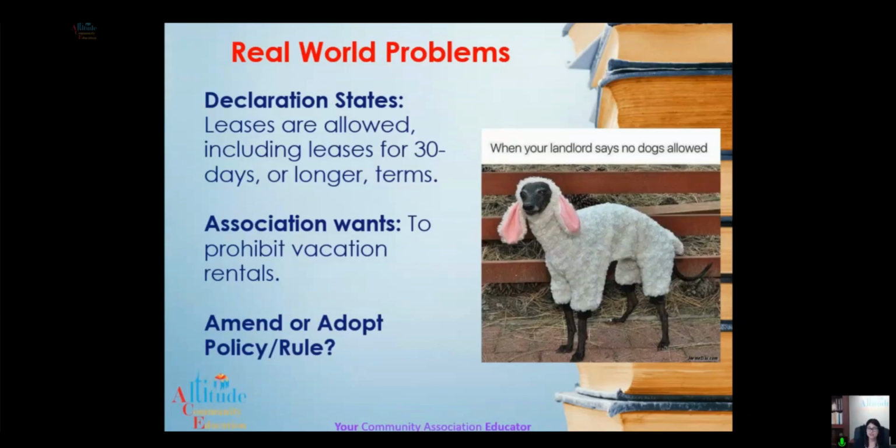So can the association adopt a rule prohibiting vacation rentals? The answer is no, they can't. This is something that has to be an amendment to your declaration and has to go through the homeowner approval requirements in order to be adopted.